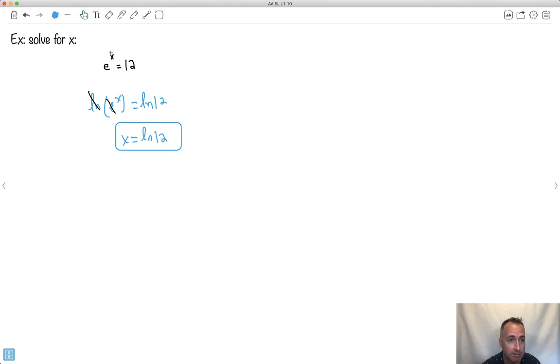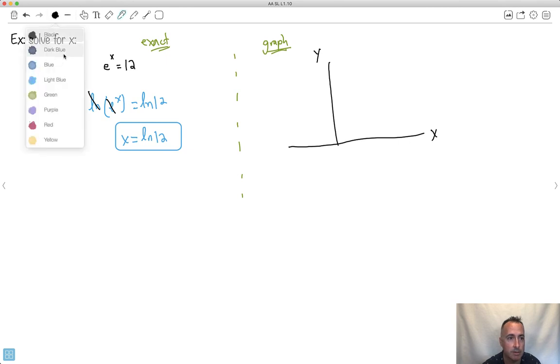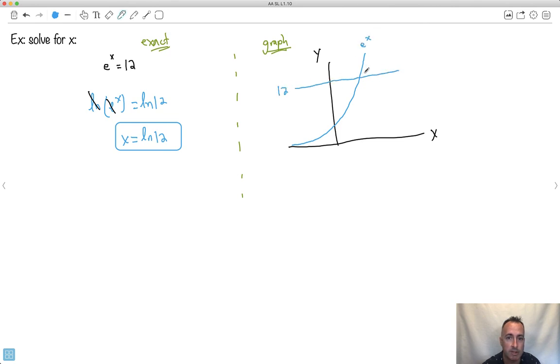You could approximate it if you wanted to. Maybe I'll say that was doing it exactly. This was the exact method. You could do it with a calculator and actually graph it. In theory, you could sit there and do the graph of, this is y, this is x, and you graph e to the x. Remember that graph went something like this. And you could find out where that one meets the line 12, and see where they meet.